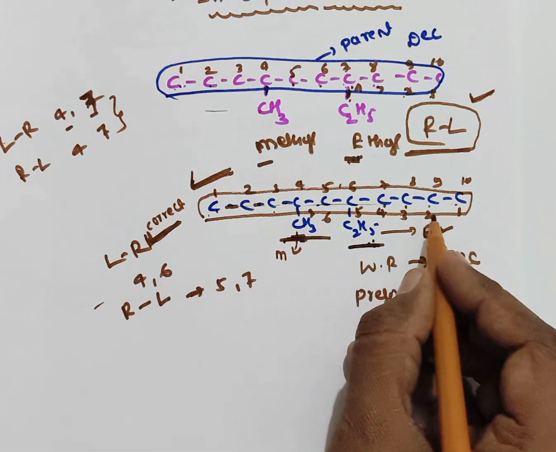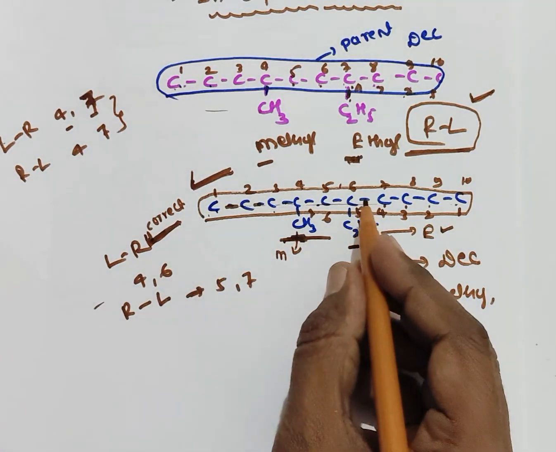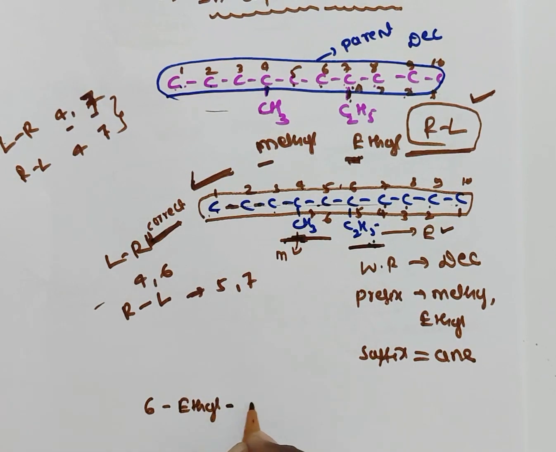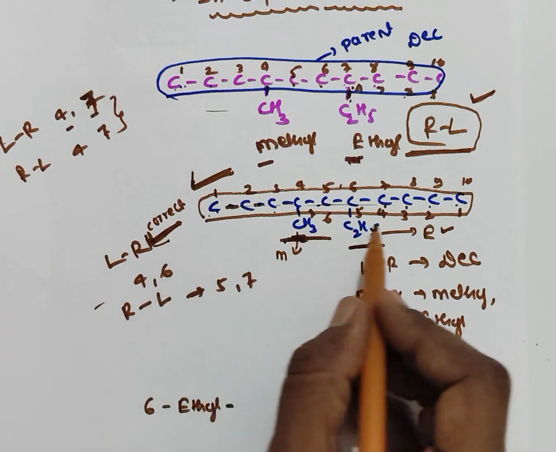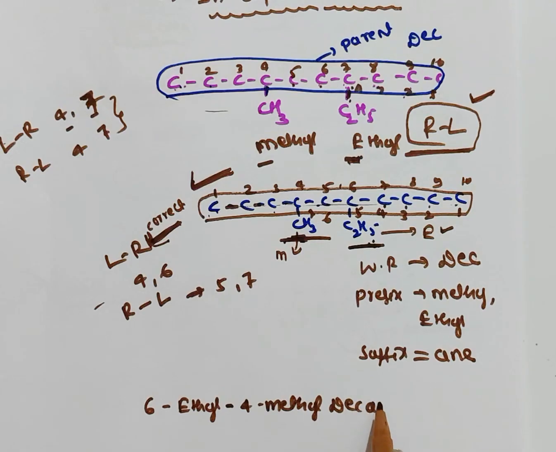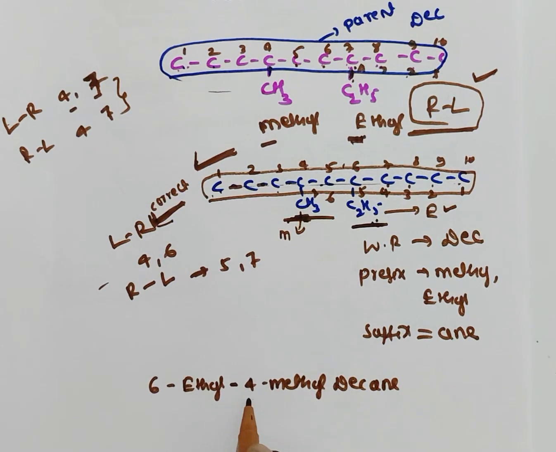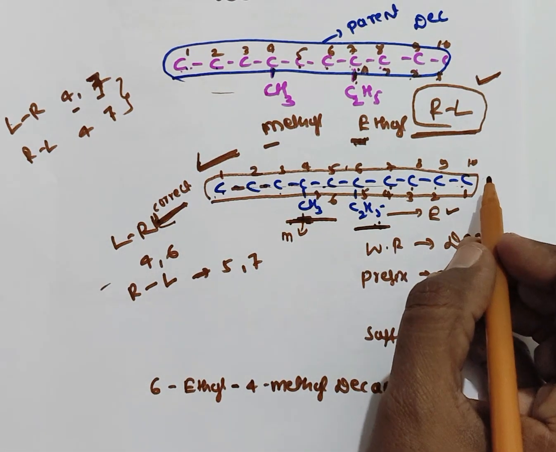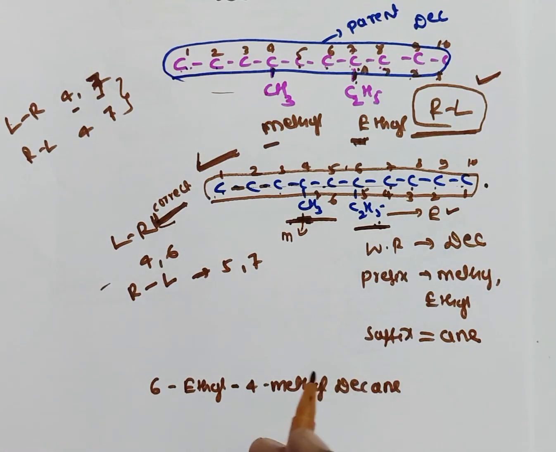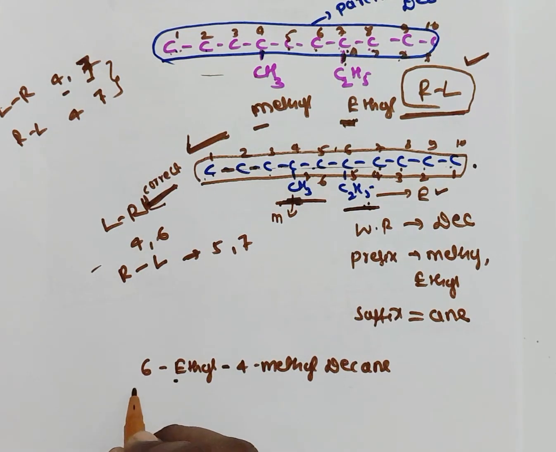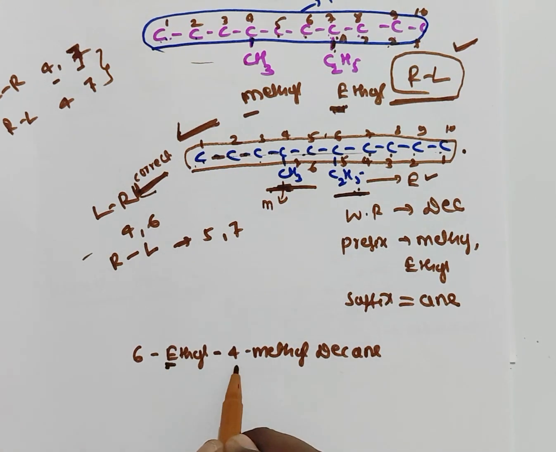Numbering from left to right is correct. Means 6-ethyl, 4-methyl decane. Don't worry about position, like 4 comes first and 6 comes after. Once we number the carbon atoms, leave it there only. In arrangement of prefixes, the preference goes to alphabetical order only, whether it is present on the first carbon or last carbon. Is this clear to everyone? So here 6-ethyl, 4-methyl decane.